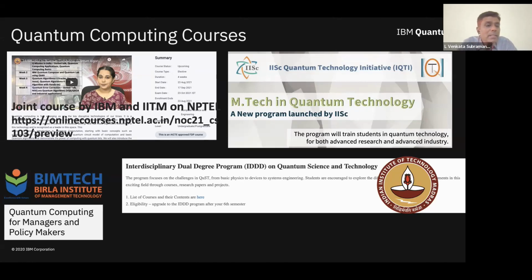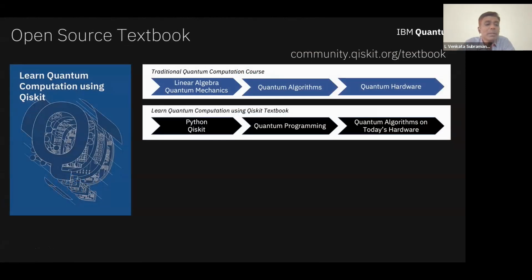When IBM runs these summer schools, from India we get a lot of registrations. India is one of the countries with the top number of registrations for the quantum courses. So there are a lot of existing courses. You can go online and find a lot of free videos also. As I said, there is this free textbook from Qiskit. There are other textbooks also available. So it's actually very easy now to learn from the top.